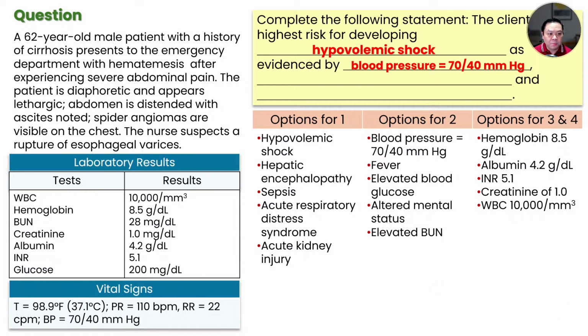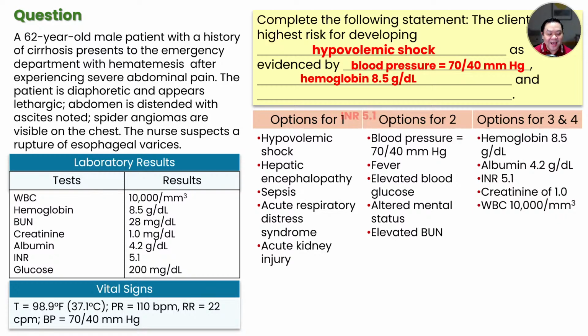Now, the third blank here would be the hemoglobin of 8.5. So you're going to be selecting on the third column. We know that we have that already in our scenario, 8.5 hemoglobin. And we are not going to be selecting the other supporting evidence. They are not going to really point to the hypovolemic shock.